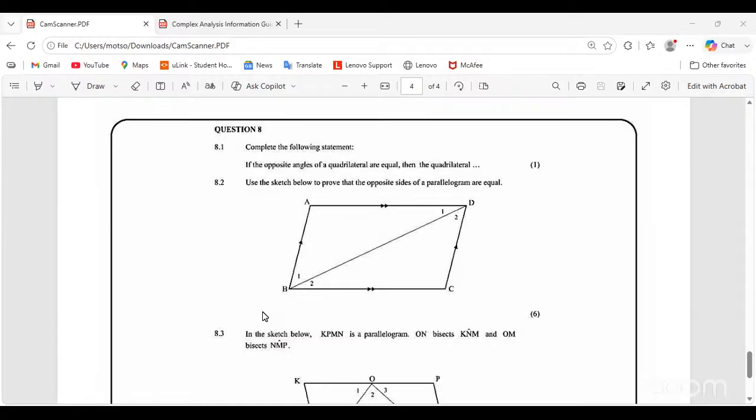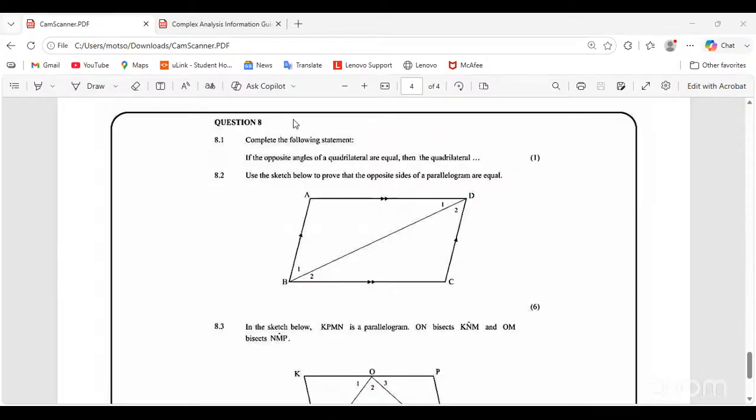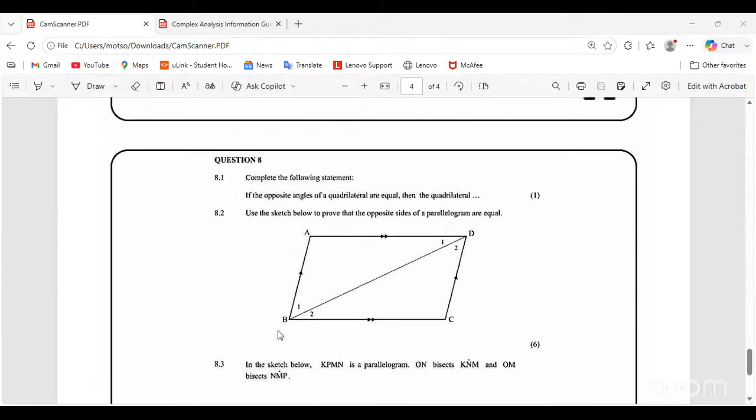Hello guys, welcome into this grade 10 mathematical lesson whereby we will still be continuing with this Euclidean geometry, right? So we will be going through these two questions, this one and this one.